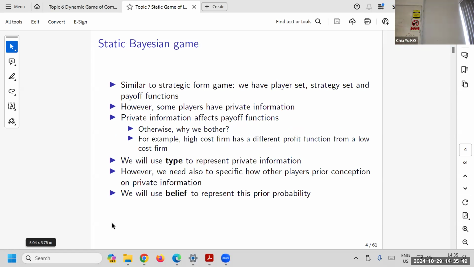And how do you embody the idea that I know more than the other player? It's called a type. Okay, I know my type, you don't know my type. In particular, type is, let's say, I have high cost or low cost, that is my own type. Only I observe my own type, you observe your own type, okay? But I have a probability distribution over your types. You may be high cost, low cost. This is your private information. And I may be high cost, low cost as well, but only I know it.